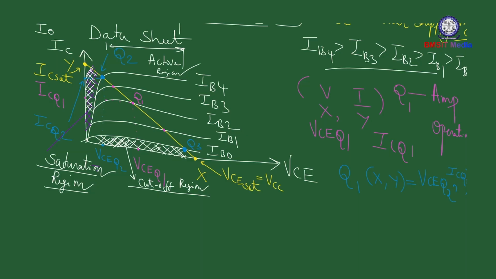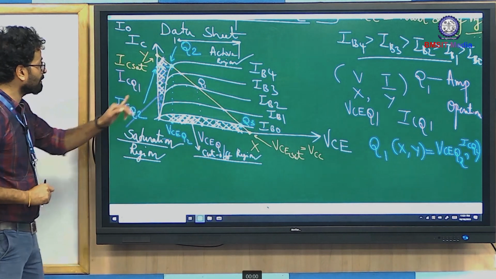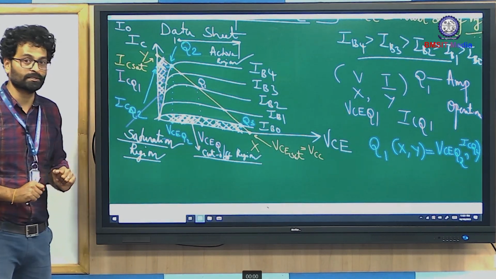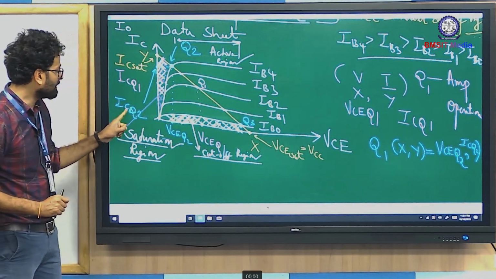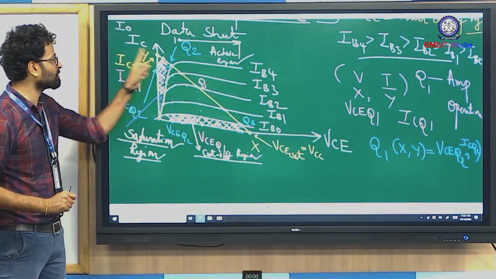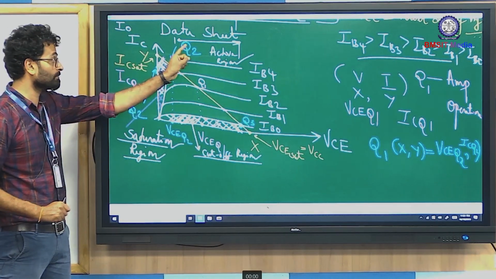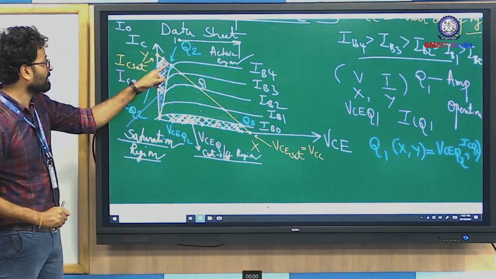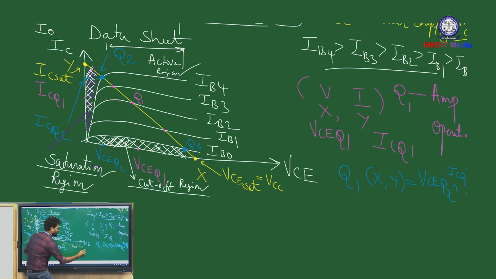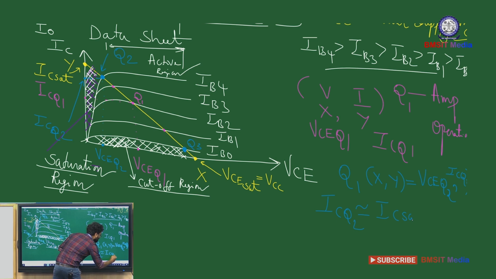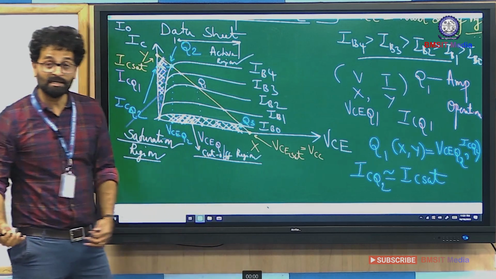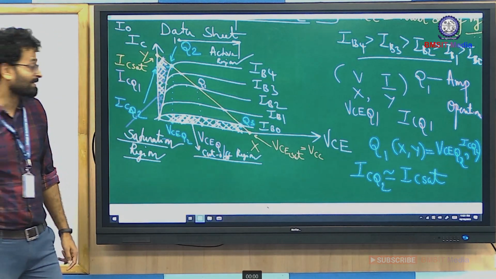Now, if you carefully compare the value of IC Q2 with IC saturation, what do you find? You find that IC Q2 is very close to IC saturation. So you can say that the current corresponding to operating point Q2 is approximately equal to IC saturation. So here you can write IC Q2 is approximately equal to IC saturation. And what is IC saturation? The maximum collector current.